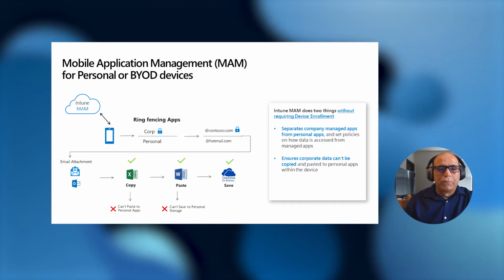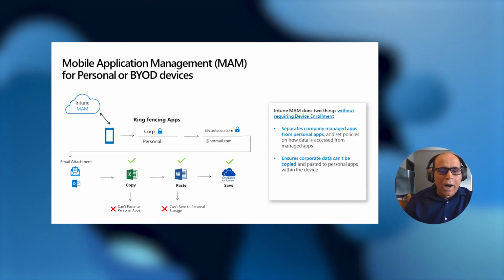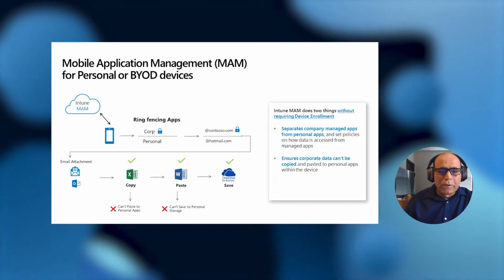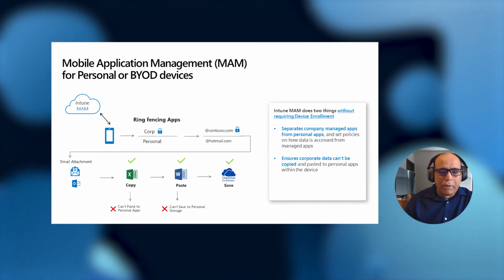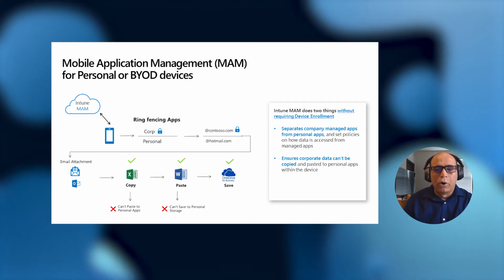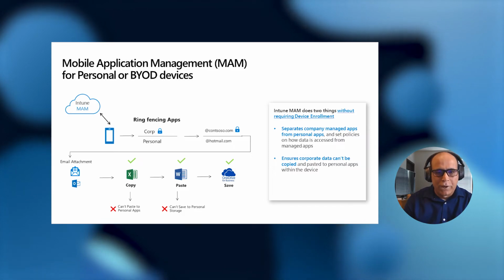So in the picture, if I have some information on my personal drive, that is personal. But if I go to the business drive, where I have some confidential information, and I would like to paste it on the personal drive, it should not work. So these are the kinds of things you can have in a bring your own device scenario.